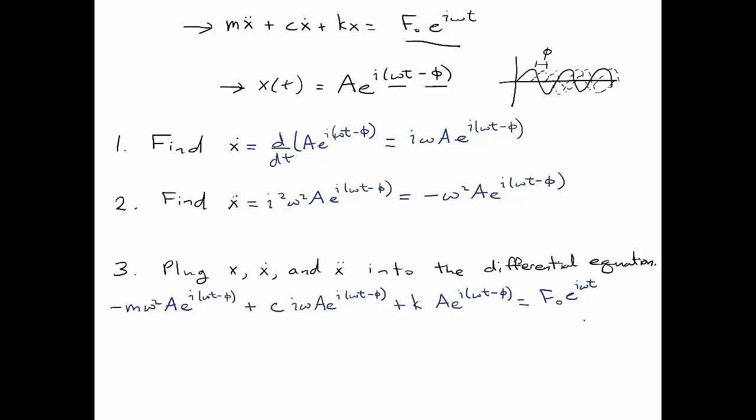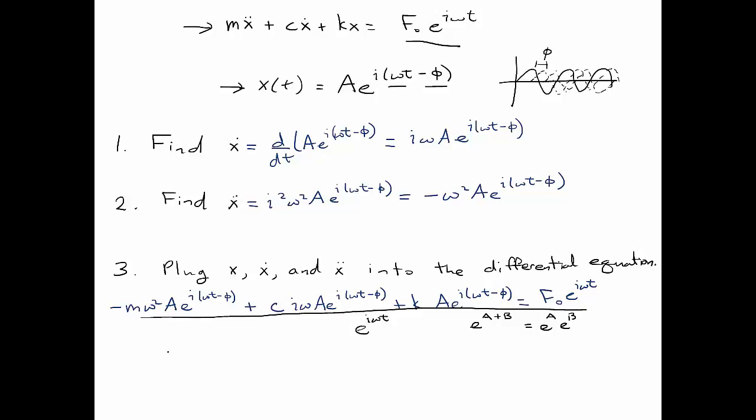Okay, so here we are. We have that all plugged in. Now we're going to do some cleaning up. Alright, we're going to divide the whole thing by e to the i omega t. This requires you to remember that if you have something like e to the a plus b, that equals e to the a times e to the b. So we're just dividing out the e to the i omega t.